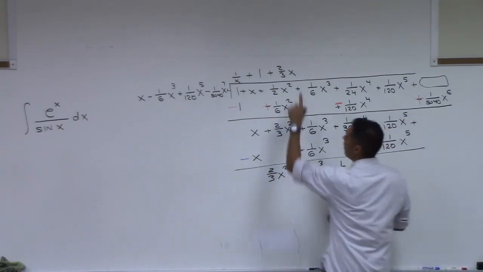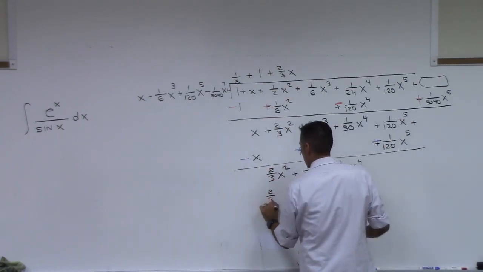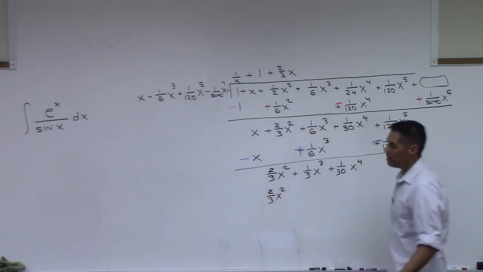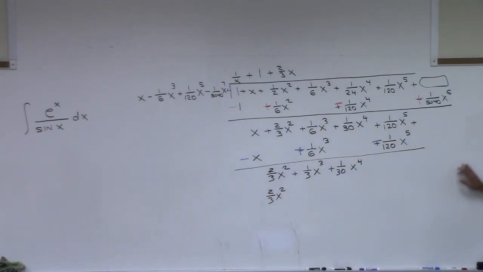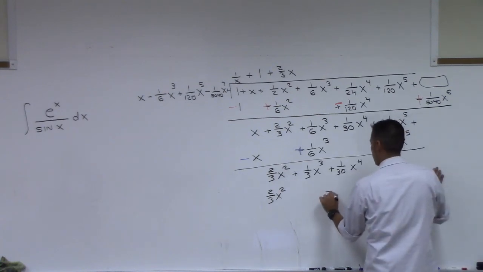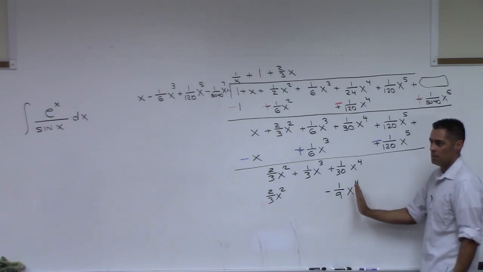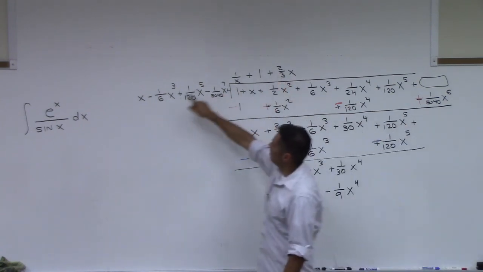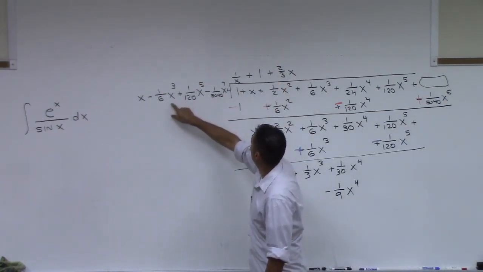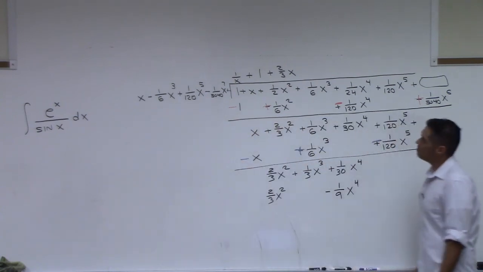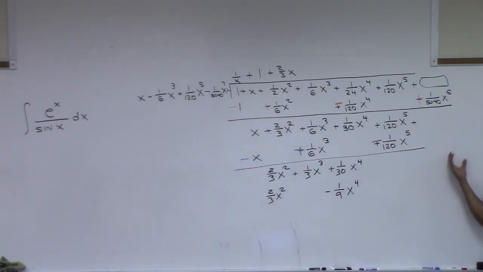So when we multiply that times that, we get 2/3 x squared. Okay, what's my next term going to be? Minus 2 over 18, which is 1/9 x to the 4th. Minus 1/9 x to the 4th. See how I put it under the fourths? That's this one times that one, right? And I'm going to stop there because my next term is going to be x to the 6th, and I'm not even dealing with x to the 6th.